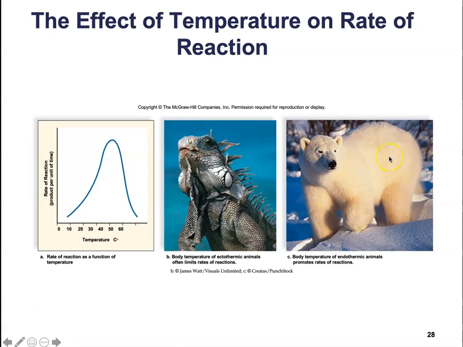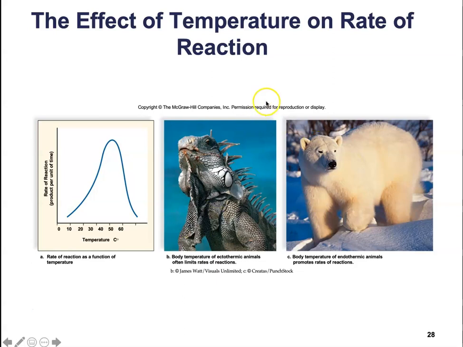If we talk about endothermic animals, like this polar bear here, and also ourselves, we don't have to worry about that. Our internal temperature needs to be maintained at 37 degrees Celsius, because that's the optimal temperature for our reactions.